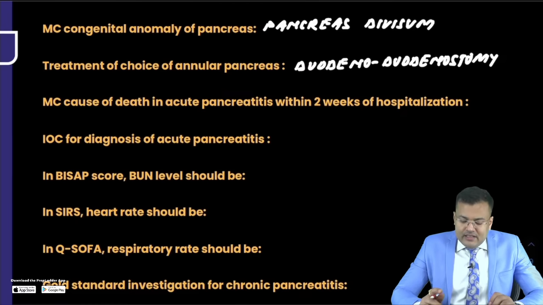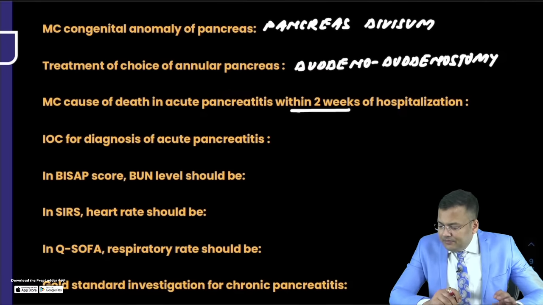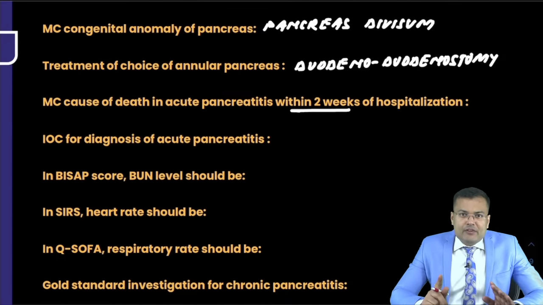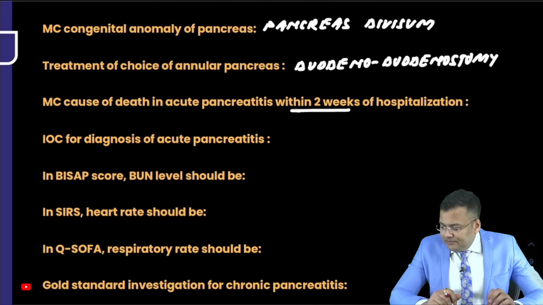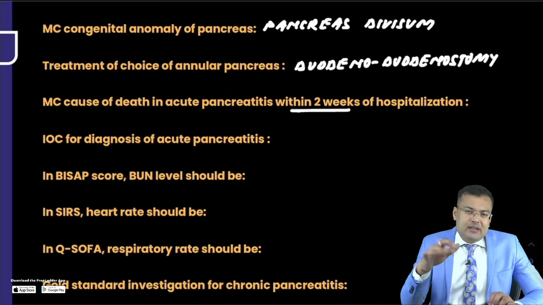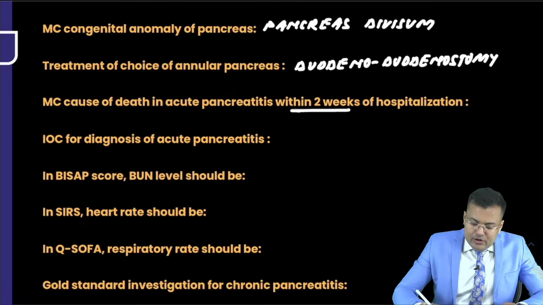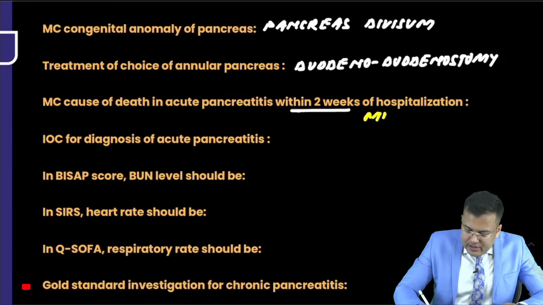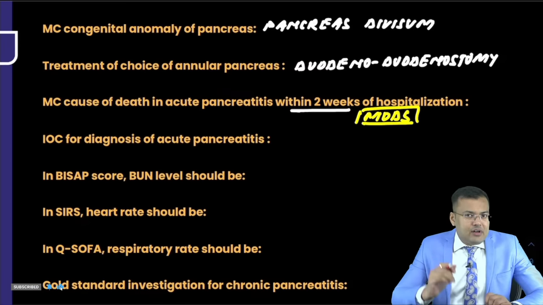Next question. What is the most common cause of death in acute pancreatitis within 2 weeks of hospitalization? Waiting for your reply, guys. Jiten Yadav, first person to reply correctly. Jiten, very good. Second person to reply, yes. See, majority of you are marking sepsis. Sepsis occurs after 2 weeks. Within 2 weeks, it is multi-organ dysfunction syndrome. Guys, you have to remember this. After 2 weeks, it is sepsis.